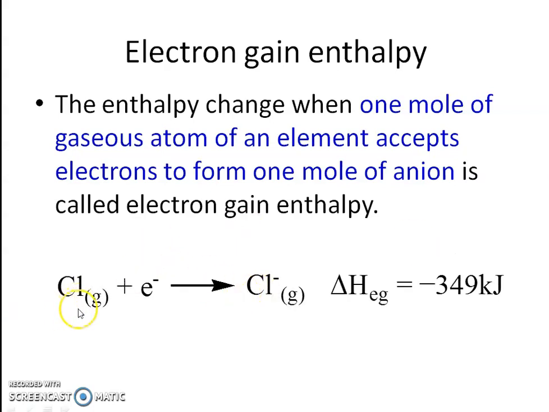As an example, consider again an isolated gaseous chlorine atom. When 1 mole of isolated gaseous chlorine atoms accepts an electron and forms the isolated gaseous chloride anion, whatever heat is evolved is the electron gain enthalpy, and for chlorine it is minus 349 kilojoule per mole. So this is electron gain enthalpy.